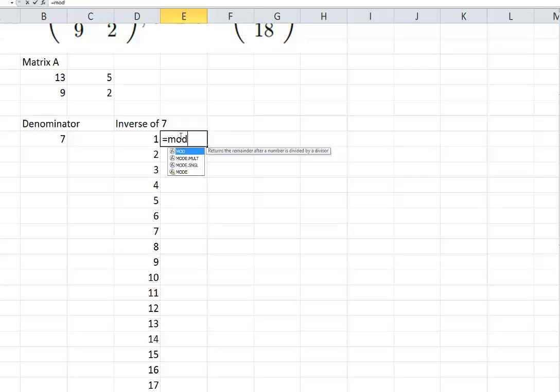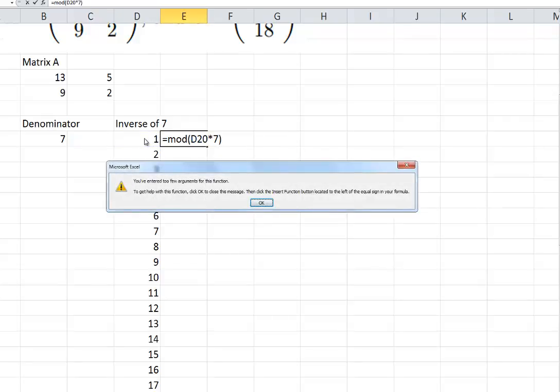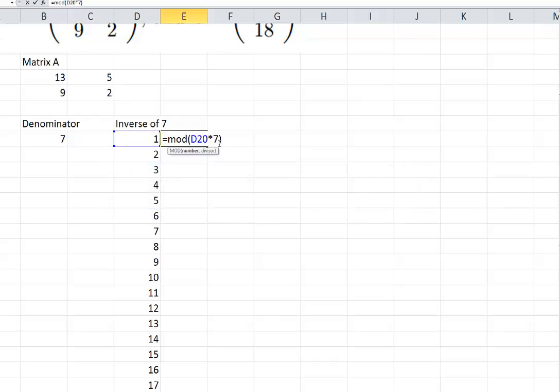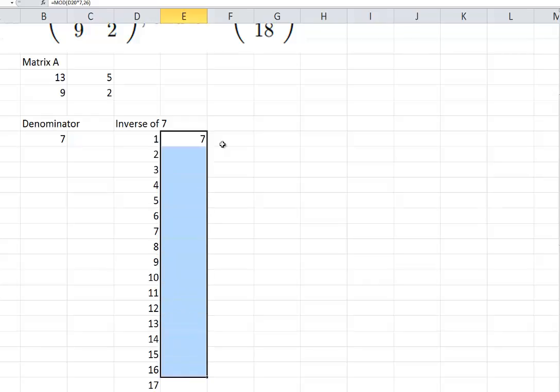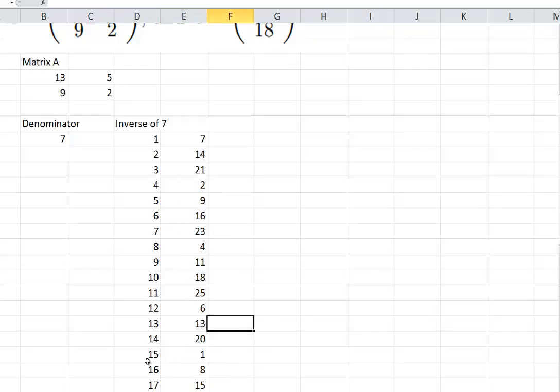So I'm going to take mod of this number times 7. Okay, I forgot the 26, so let's go ahead and put the 26. Okay, so that doesn't work. Let's fill down and see what happens here. All right, well, here's my fill down. And look at here. 15 is my inverse of 7. Okay, so that tells me what my inverse of 7 is. I'm going to go ahead and highlight that. Okay, so here's the inverse.